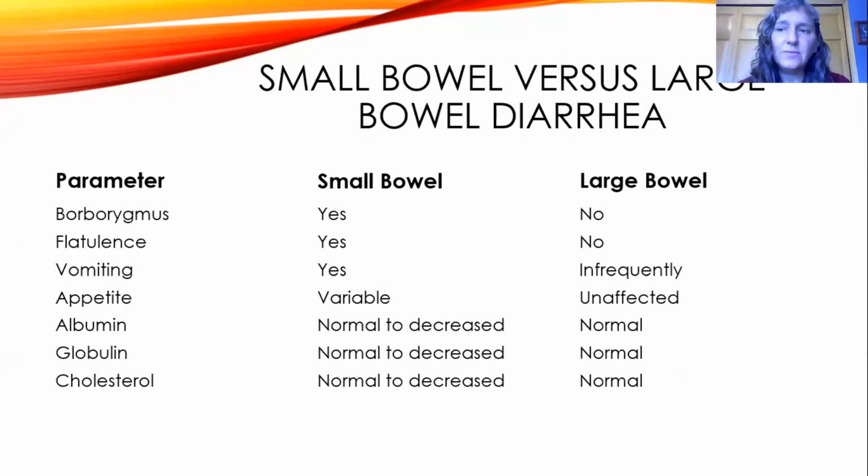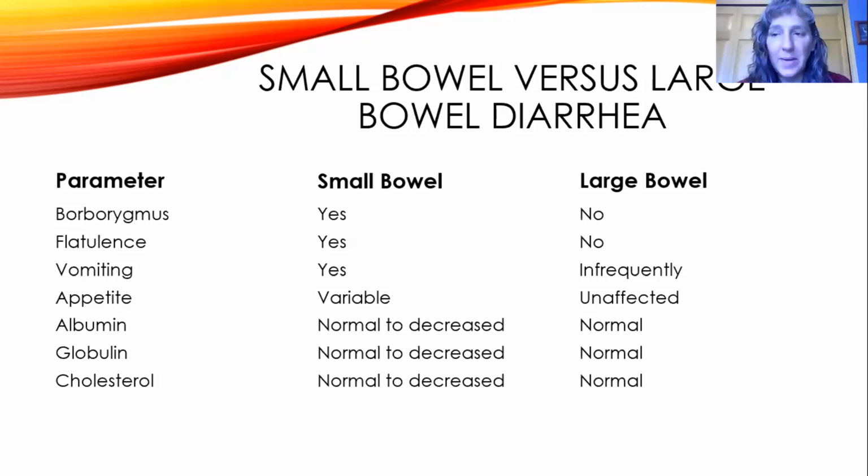This slide continues with other parameters comparing the areas of diarrhea. Both borborygmus and flatulence can be seen with small bowel diarrhea, but are not present with large bowel diarrhea. Affected small intestines can produce vomiting, but that's only infrequent with diseases of the large intestines. Appetite can be variable with small bowel disease, and there is usually no effect on appetite with large bowel disease.